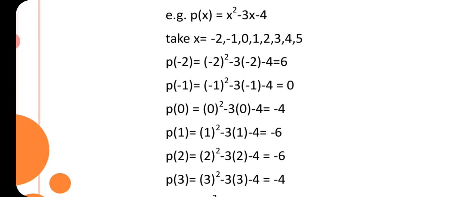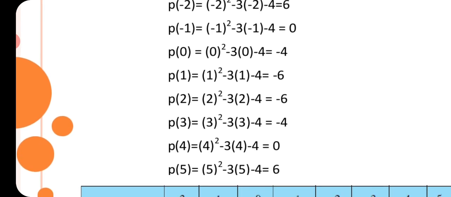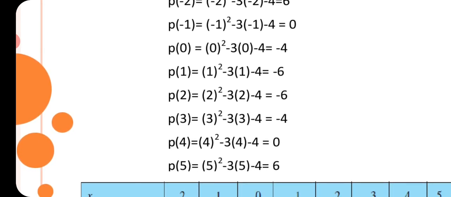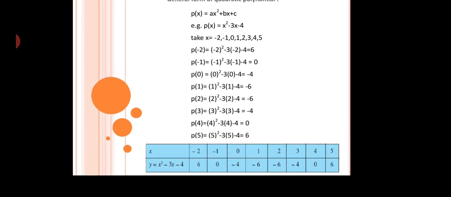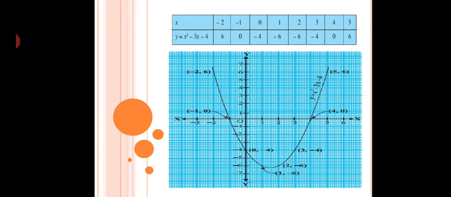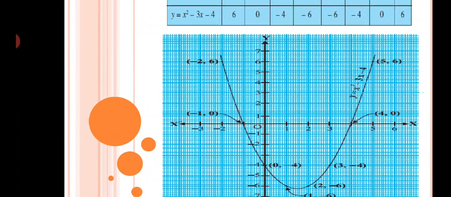If you plug in minus 2, you will get 6. If you plug in minus 1, you will get 0. If you plug in 0, you will get minus 4. If you plug in 1, you will get minus 6. If you plug in 2, you will get minus 6. If you plug in 3, you will get minus 4. If you plug in 4, you will get 0. And if you plug in 5, you will get 6. Understood? So while we construct all those points, you can see here.